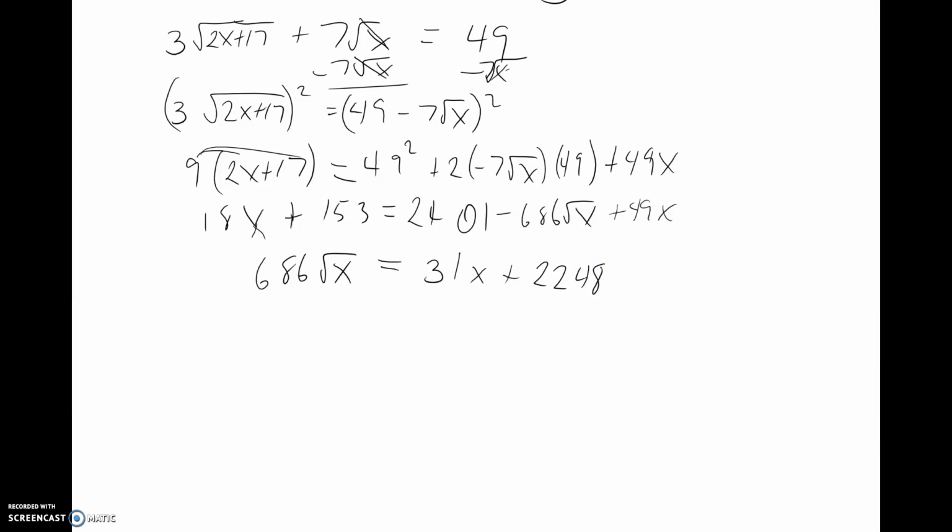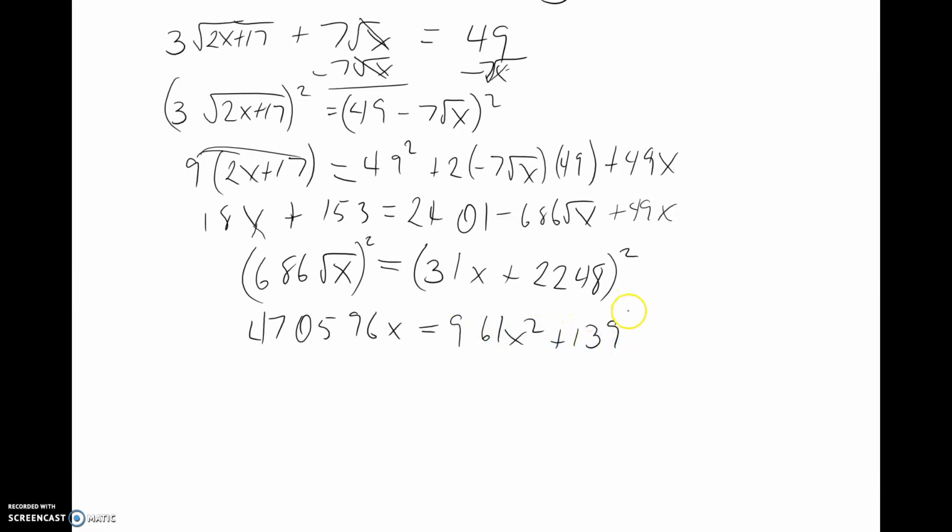Now if I take a look at this, I'm back in familiar territory of having the option to square both sides, because what I really want to do is get rid of that square root of x. When I square the left-hand side, I end up with a really big number, but I have 470,596x, just x right there, equals, and when I square the right-hand side, I end up with 961x squared plus 139376x plus 5053504. So that's a giant number there. Once again, I just FOILed the right-hand side, or squared that binomial.